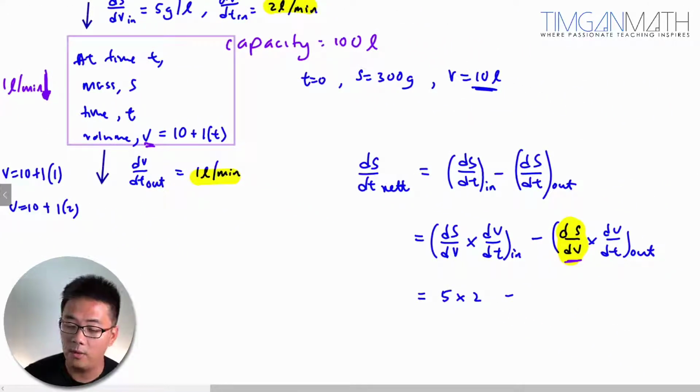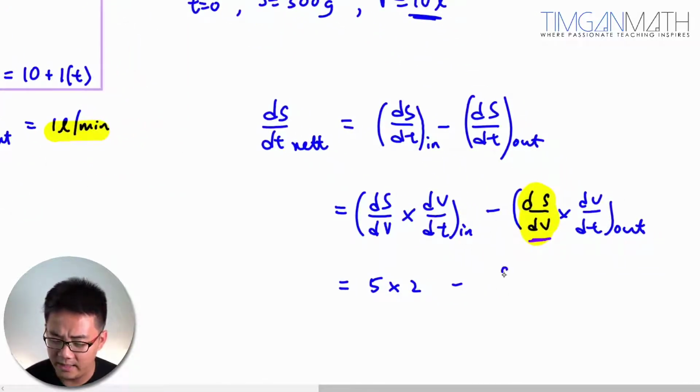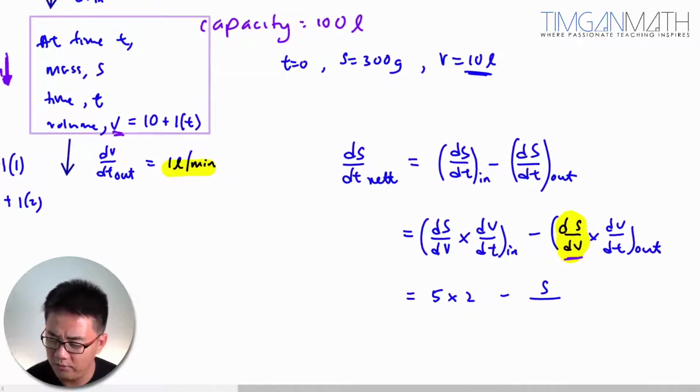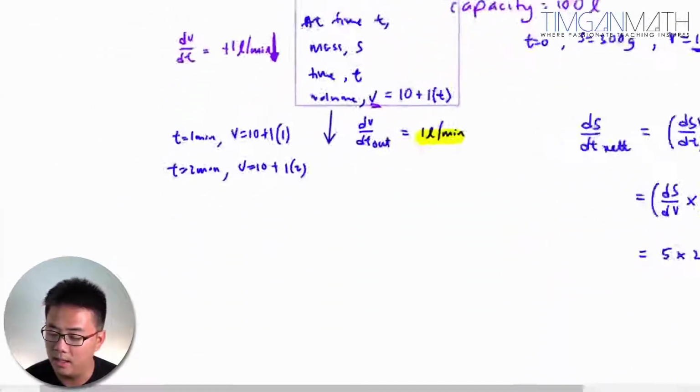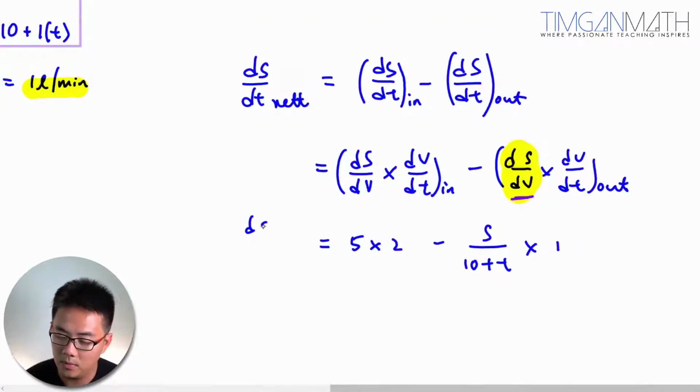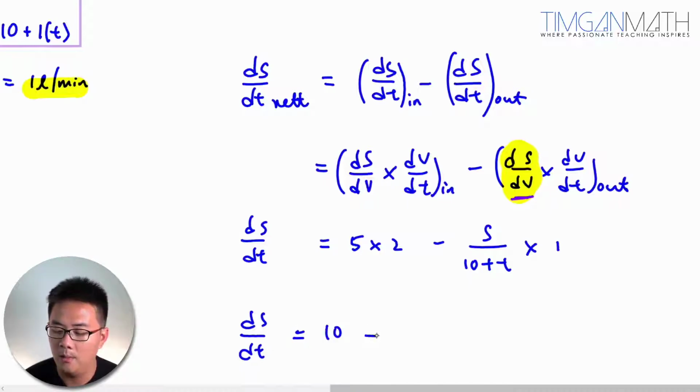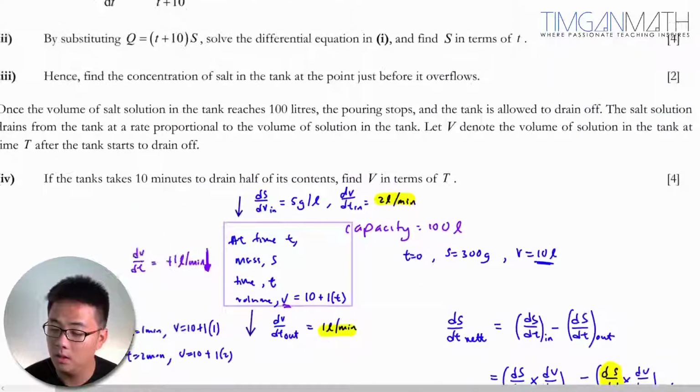The amount of salt. So in this case, dS/dV, mass is S, dV/dt, V is actually 10 plus t. dV/dt out is just 1. Alright, so once we get that ready, we get dS/dt equals 10 minus S over 10 plus t. So shown. Alright, got it. So that's one.